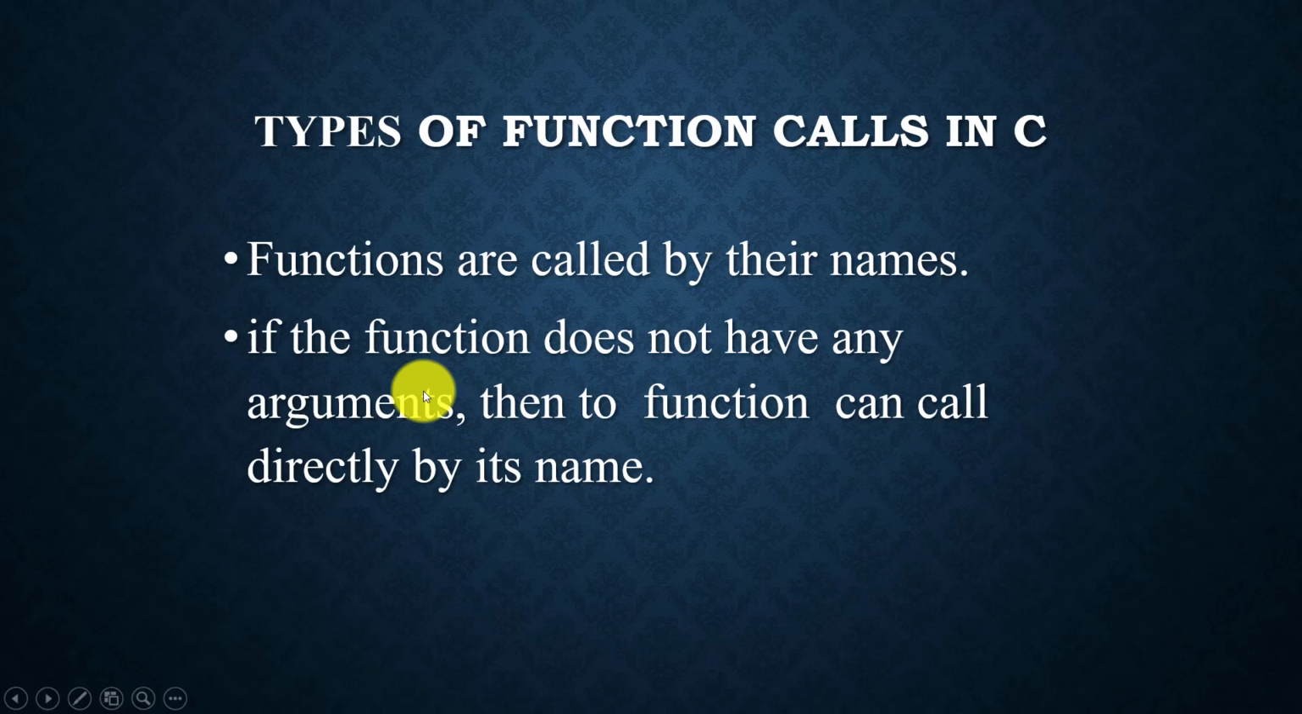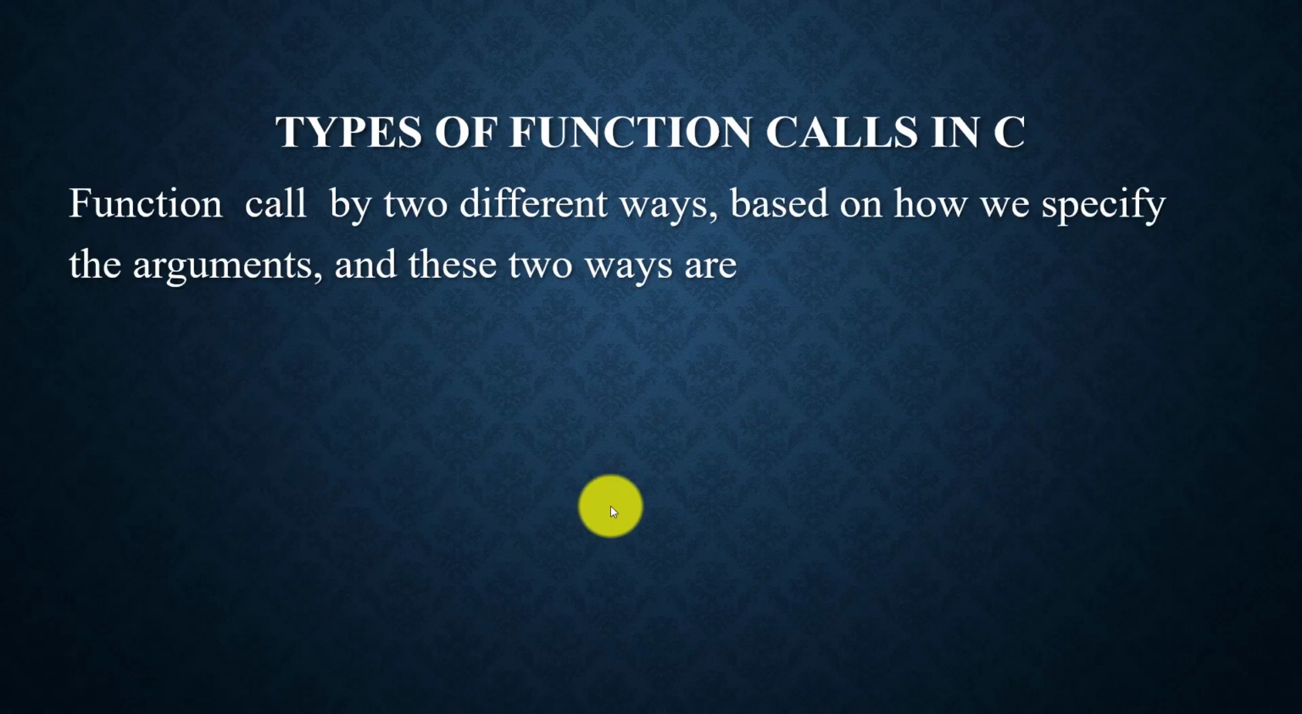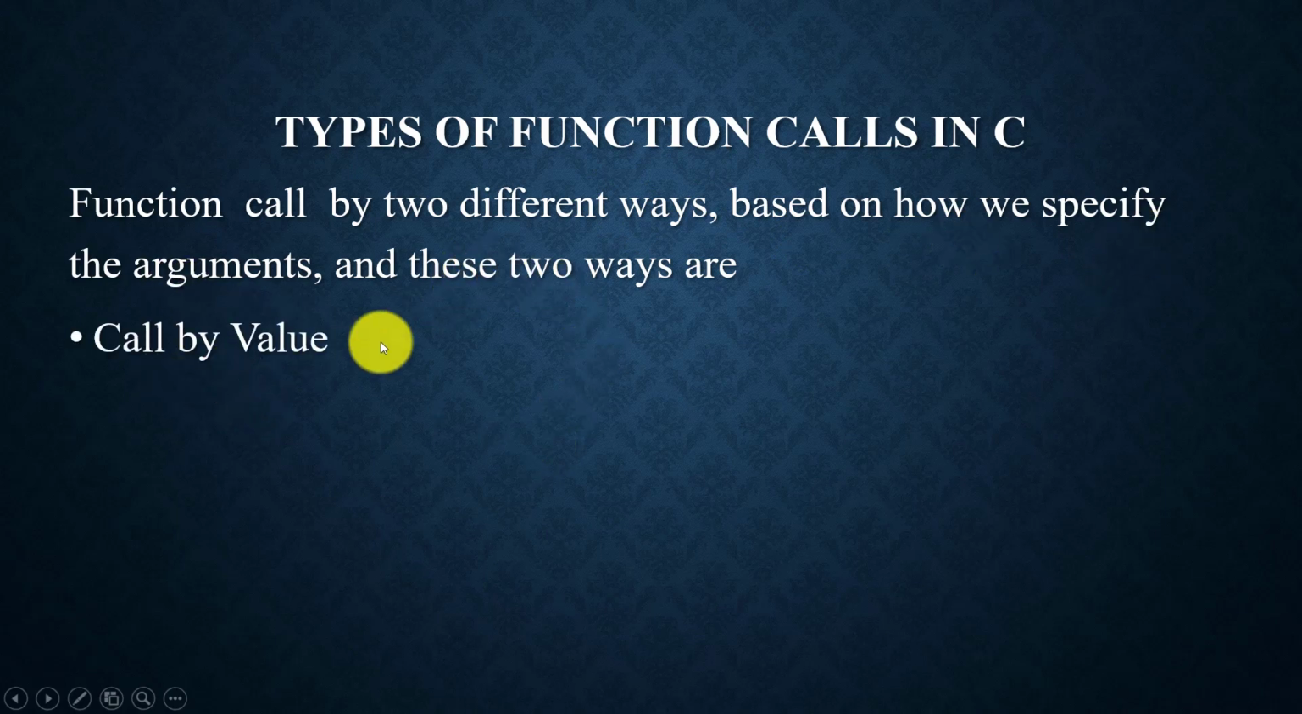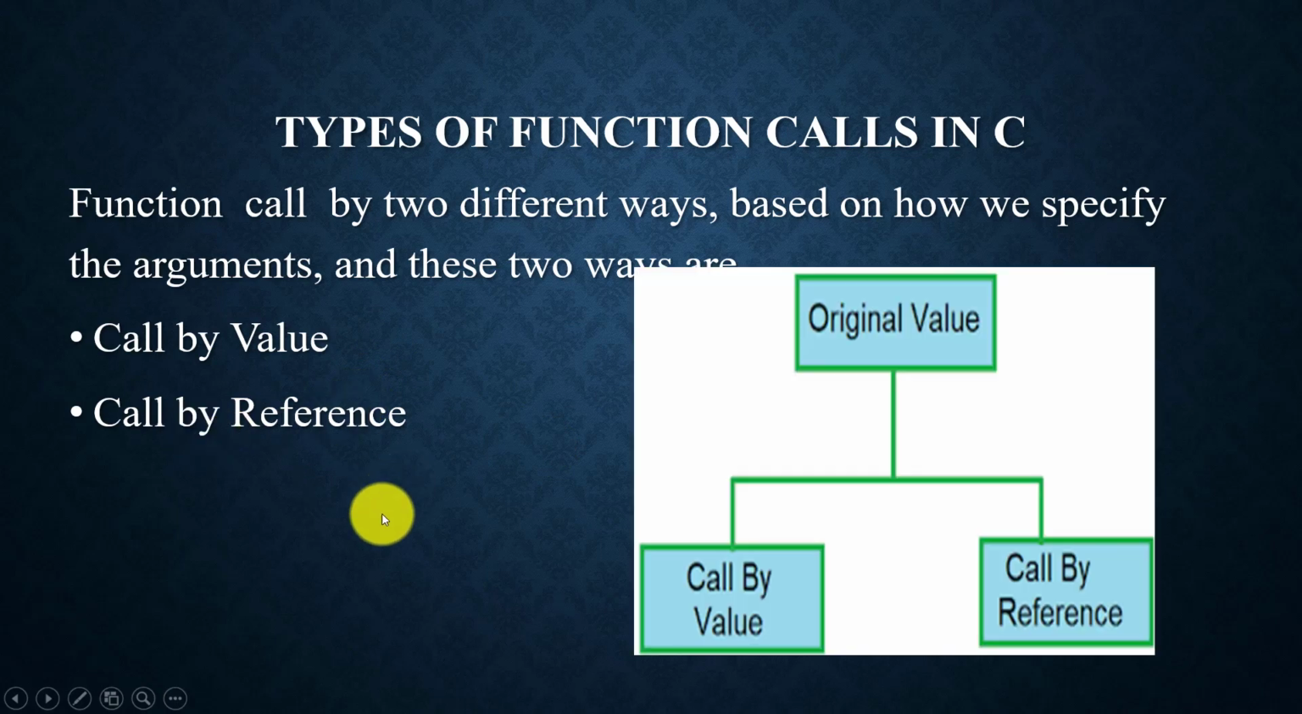Now we know that if a function does not have any argument, then the function can be called directly by its name. But if we pass some parameters, which we already studied in the previous video on types of parameters, that is formal and actual, then depending on how we specify the arguments, there are two different ways. First is call by value and second is call by reference.